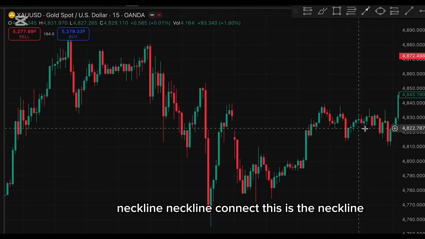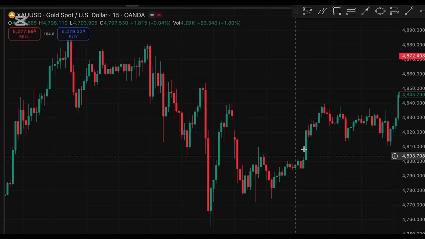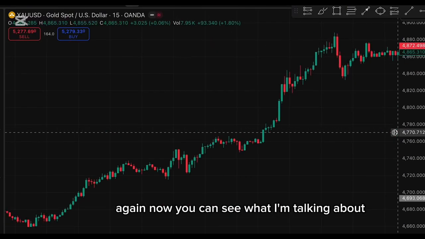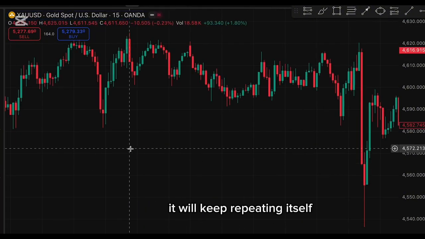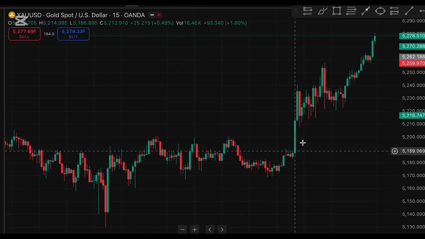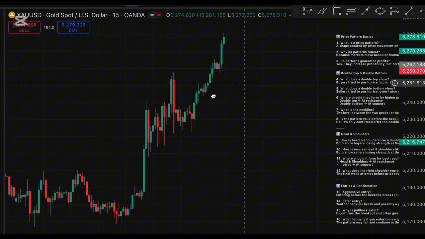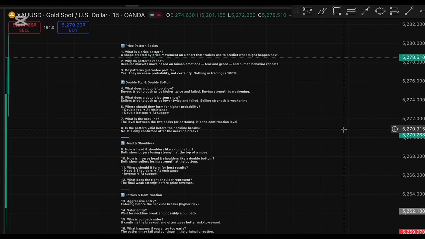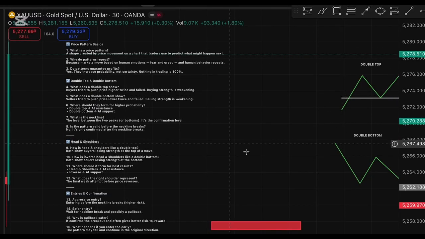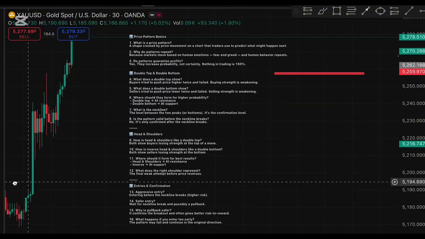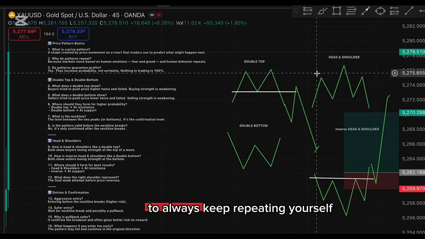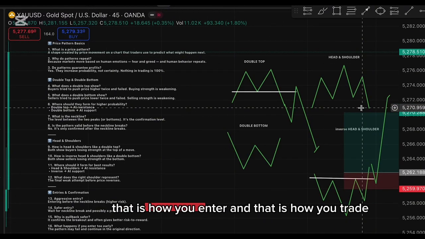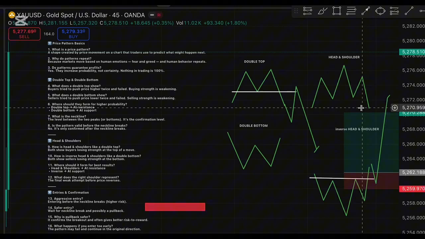Neckline. Connect it. This is the neckline. I've done this over and over again. Now you can see what I'm talking about. It's always showing. It's always repeating. It will keep repeating itself. That is how you enter and that is how you trade with this.